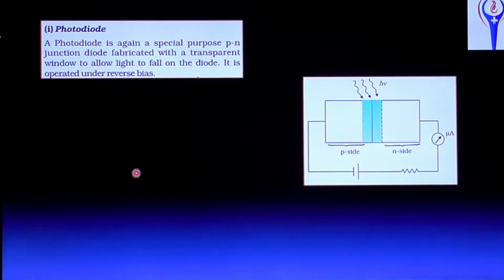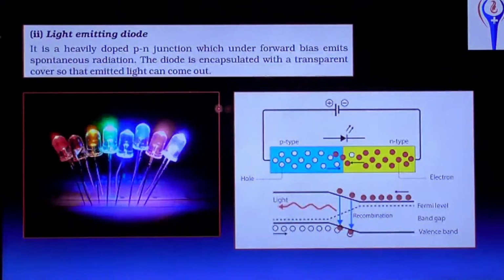Photodiode. A photodiode is again a special purpose PN junction diode fabricated with a transparent window, and light falls on this and it converts light into electrical energy. That is a photodiode. LED. In an LED, electric energy is converted into light. Okay, this is an LED, and these are different colors of LED. LEDs, we may know, their cost is very low, I think less than 10 rupees for one LED.